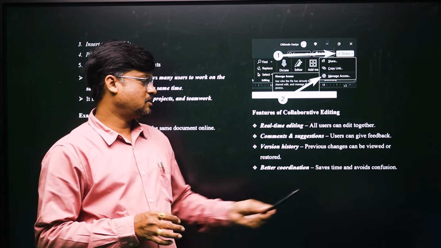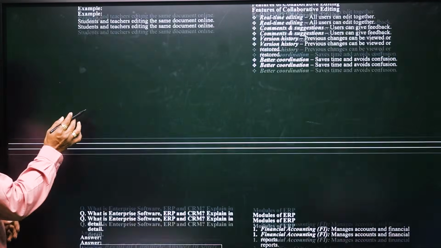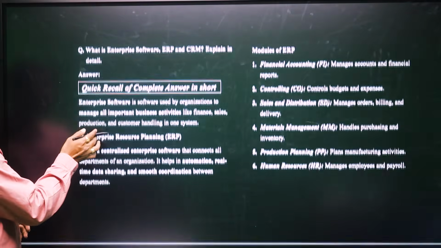And the best advantage is better coordination. It avoids confusion. I can sit together and can perform the task. Okay.